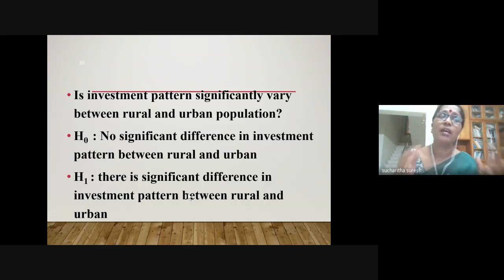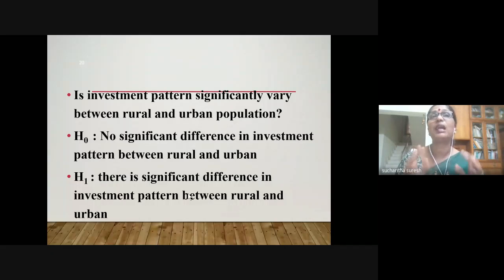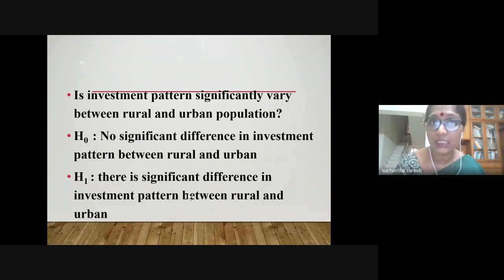Most of the time, our alternative hypothesis is the research hypothesis. If you give it in a positive way, that there is a relation, that becomes the alternative hypothesis. An alternative hypothesis is usually a research hypothesis. But statistically, we say accept the null hypothesis or reject the null hypothesis. If the null hypothesis is rejected, what are we accepting?